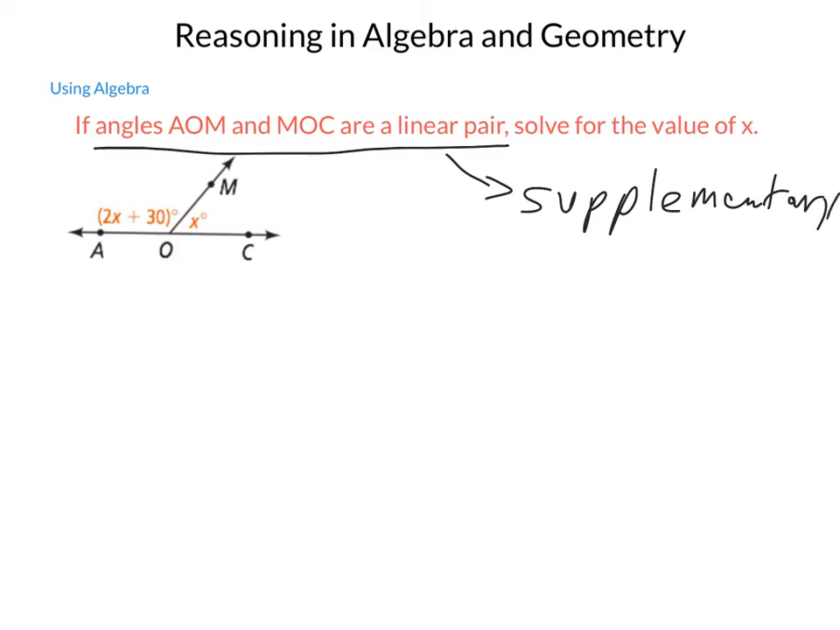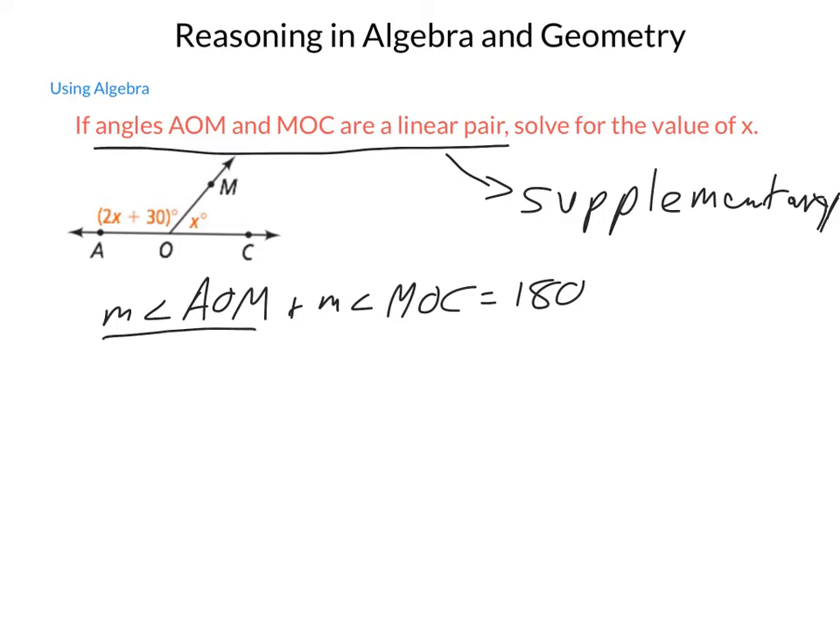Okay? So what does it mean then for angles to be supplementary? That would mean that the measure of angle AOM plus the measure of angle MOC would have to equal 180 degrees. Now, using substitution, the measure of angle AOM is simply 2x plus 30. The measure of angle MOC, according to our diagram, is just x. And that's going to equal 180 degrees.